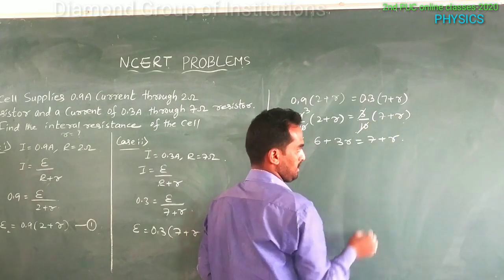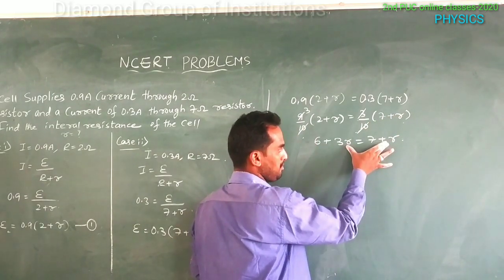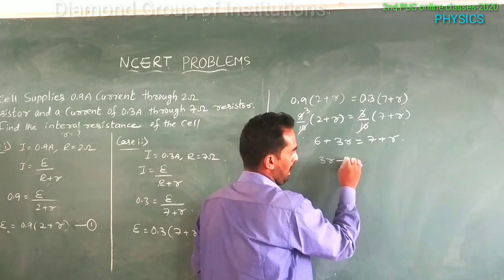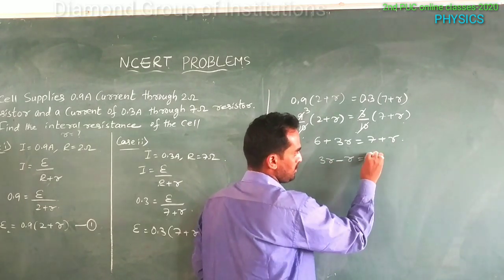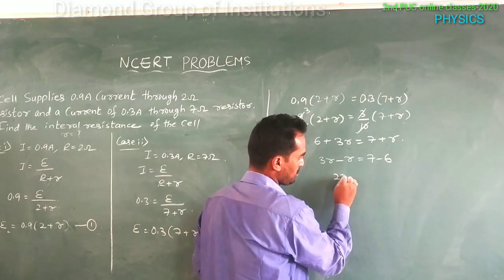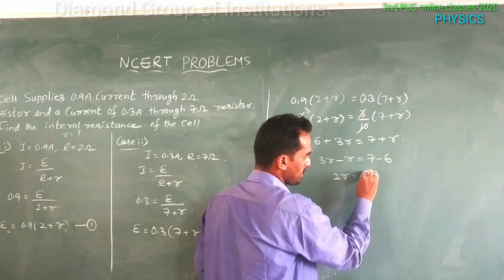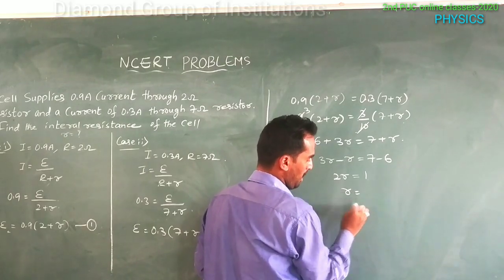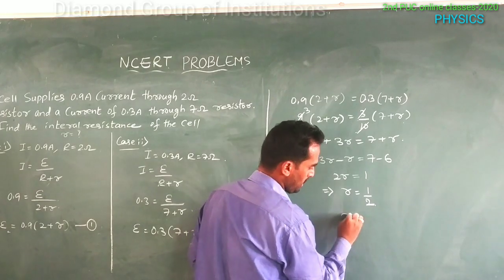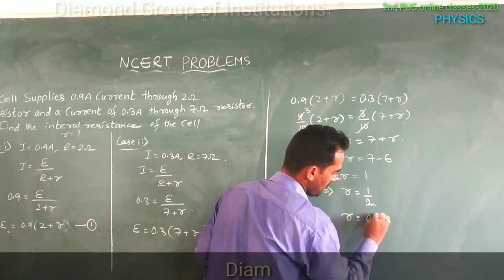Now take r terms to one side: 3r minus r equal to 7 minus 6. So 3r minus r becomes 2r, equal to 7 minus 6, which becomes 1. So r equals 1 by 2. So the internal resistance value we got is 0.5 ohm.